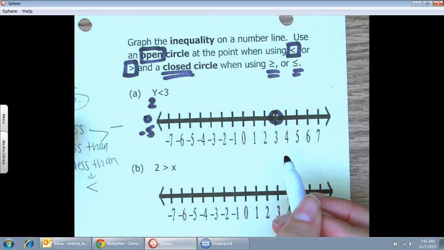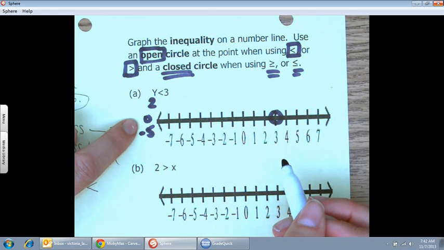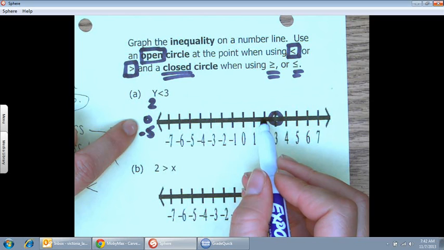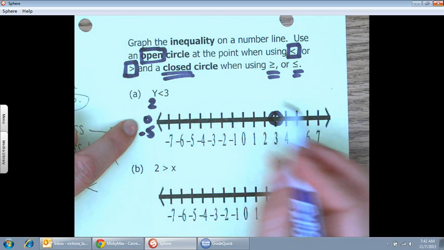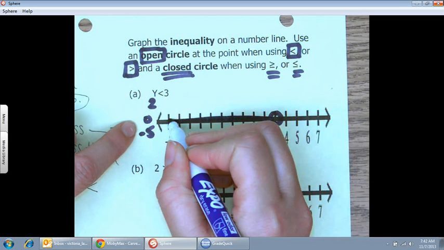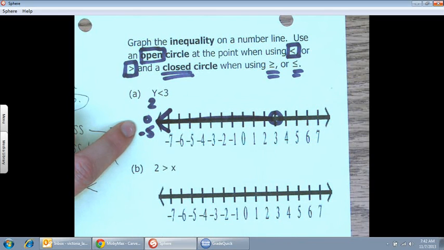So I need to draw a line towards 2, towards 0, or towards negative 5. So my line is going to go this way. And that's it. You plotted it.